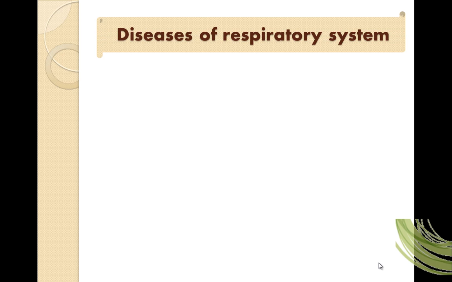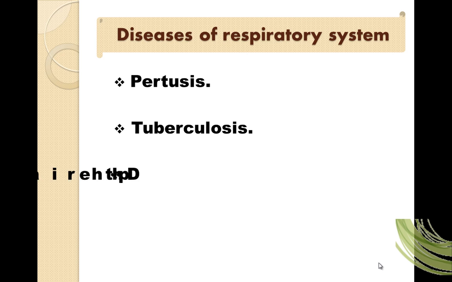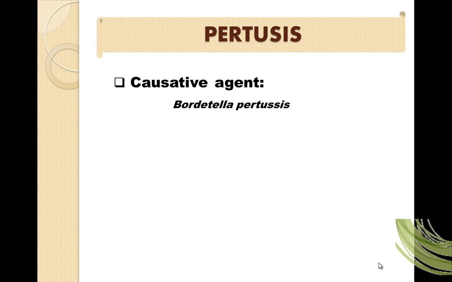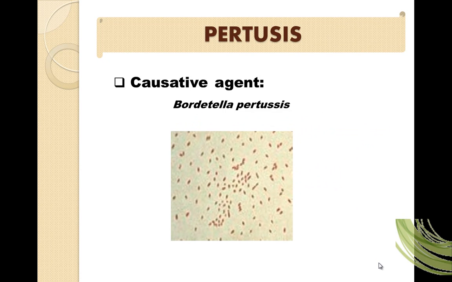Diseases of respiratory system: pertussis, tuberculosis and diphtheria. These are the three main respiratory diseases we are going to discuss today. Pertussis. The causative agent of pertussis is Bordetella pertussis. You can see the picture here. These are the short dot-like structures. They are nothing but pertussis causing agents, that is Bordetella pertussis organisms.